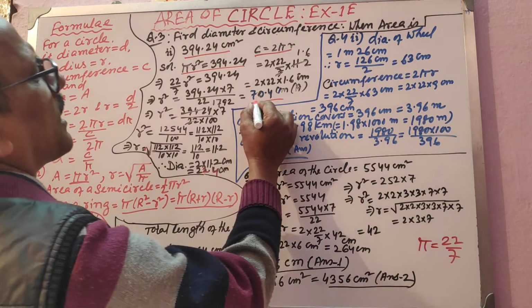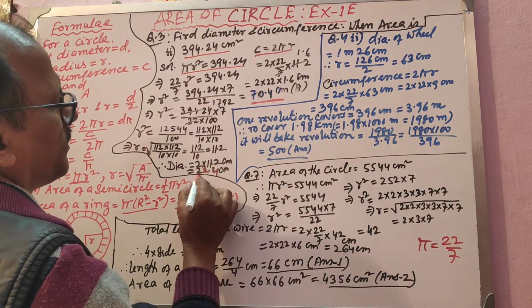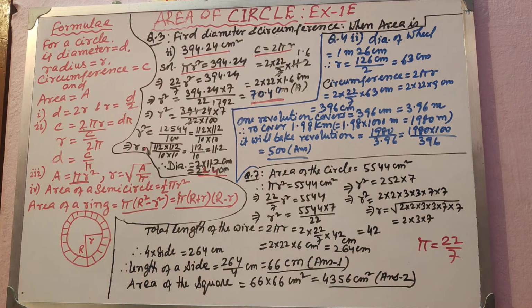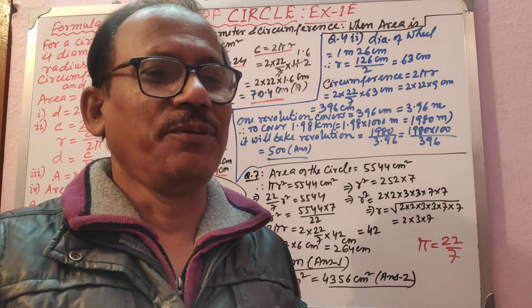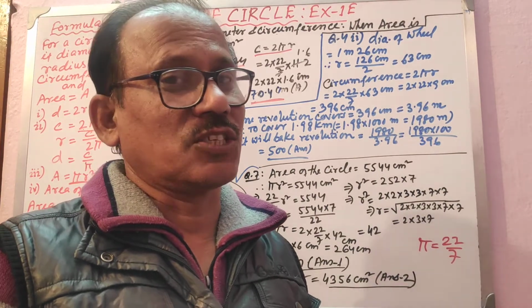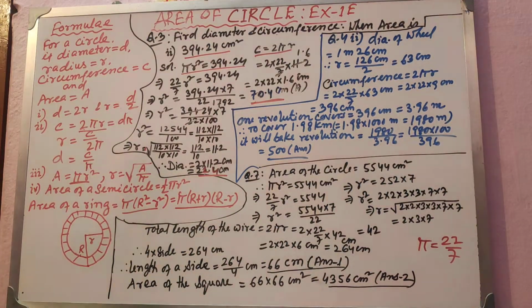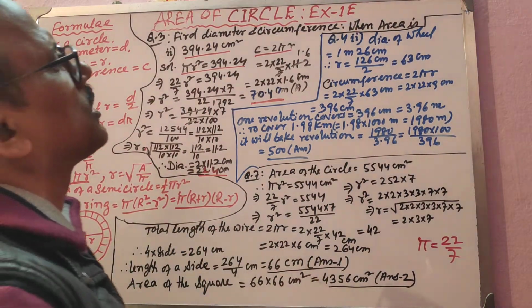So here circumference is 70.4 centimeter and diameter is 22.4 centimeter. Hope you understood. Little calculation is involved. You need to know how to find out the square root value. That you should know. Now I have taken question number 4.